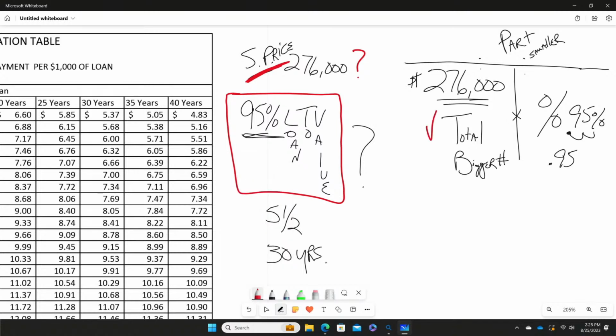And anytime you have both of the bottom numbers, look for your math, and your math tells you to what? Tells you to multiply. So here, we're just going to take 276,000 and multiply it times 0.95. And that gives us 262,200, because we were solving for the top part, $262,200.